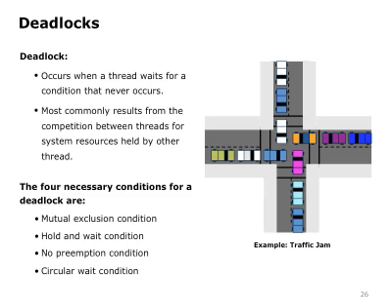Deadlock is when the threads wait for a condition that will never occur. The most common cause of deadlock is competition among threads for system resources which are held by other threads. There are four necessary conditions for deadlock: mutual exclusion, hold and wait, no preemption, and circular wait. It's easy to understand with the example of a traffic jam. The traffic from all four directions is trying to proceed. They enter the intersection and block the others. As a result, none of them can proceed. That's the deadlock.